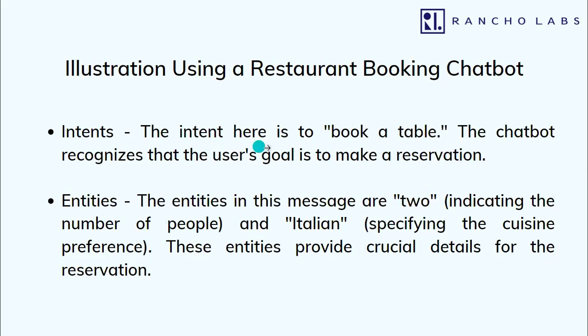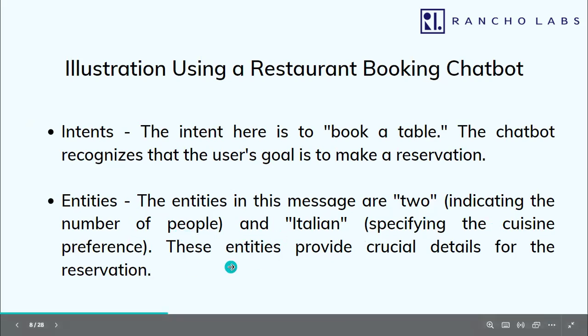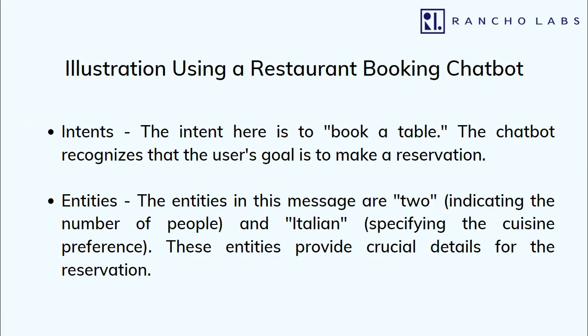So, intents. The intent here is to book a table. The chatbot recognizes that the user's goal is to make a reservation. And then entities. The entities in the message are two, indicating the number of persons, and Italian, specifying the cuisine preference. The entities provide crucial details for the reservation. Like this, the chatbot will extract the intent, entities, and context to understand, and also for decision making, deciding what response it has to generate. In that way, these intents and entities are very useful.